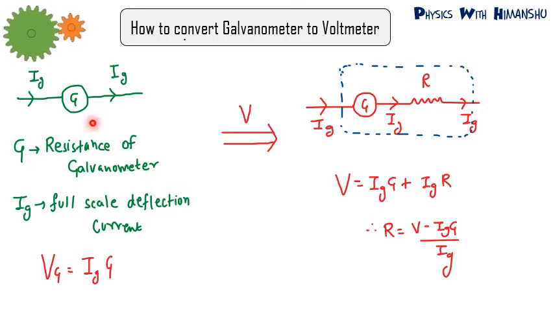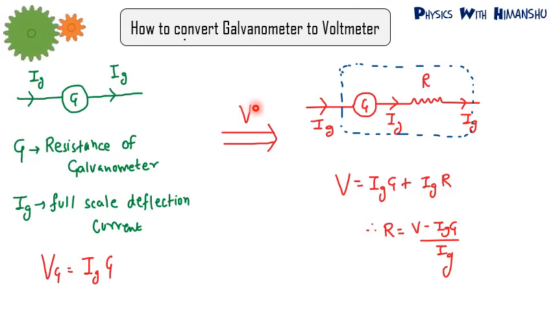Okay, so suppose we have a galvanometer whose resistance is G and Ig is the full scale deflection current. It means our galvanometer cannot measure more current than Ig. So what will be the potential difference across this galvanometer? V equal to IR. So potential difference across galvanometer will be Ig into G. This value will be very small. Even if I take a scale of voltage, this value will be very small. And suppose I want to measure V with the help of this voltmeter.